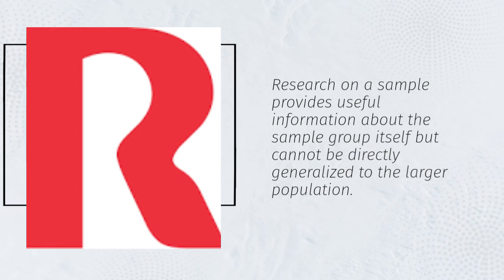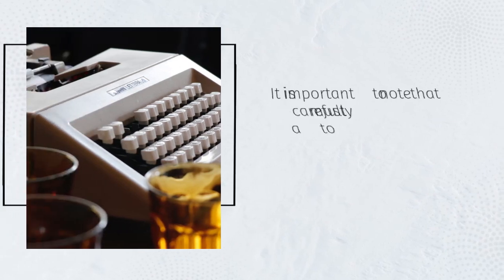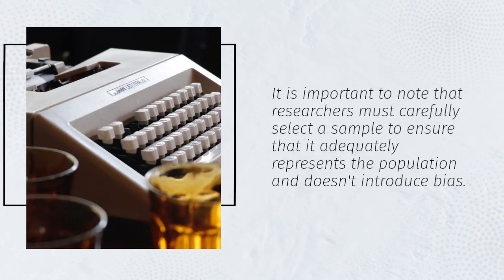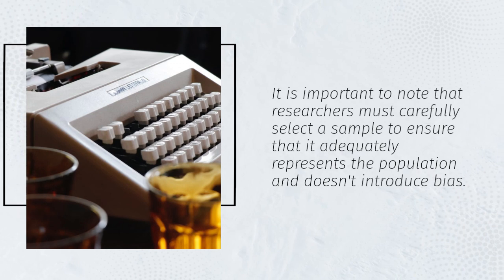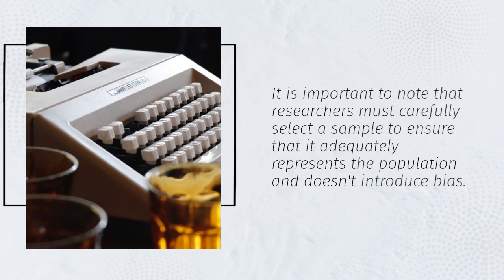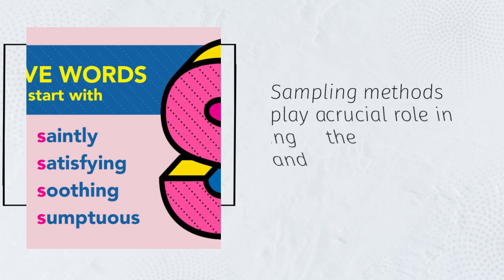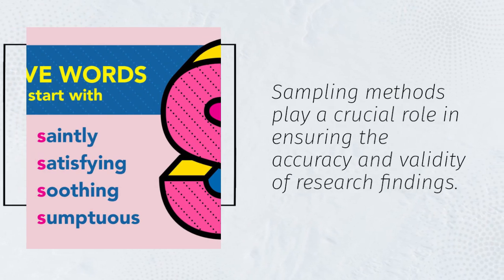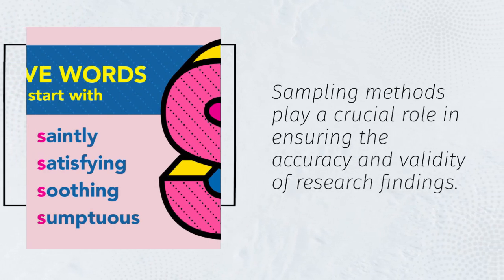Research on a sample provides useful information about the sample group itself but cannot be directly generalized to the larger population. It is important to note that researchers must carefully select a sample to ensure that it adequately represents the population and doesn't introduce bias. Sampling methods play a crucial role in ensuring the accuracy and validity of research findings.